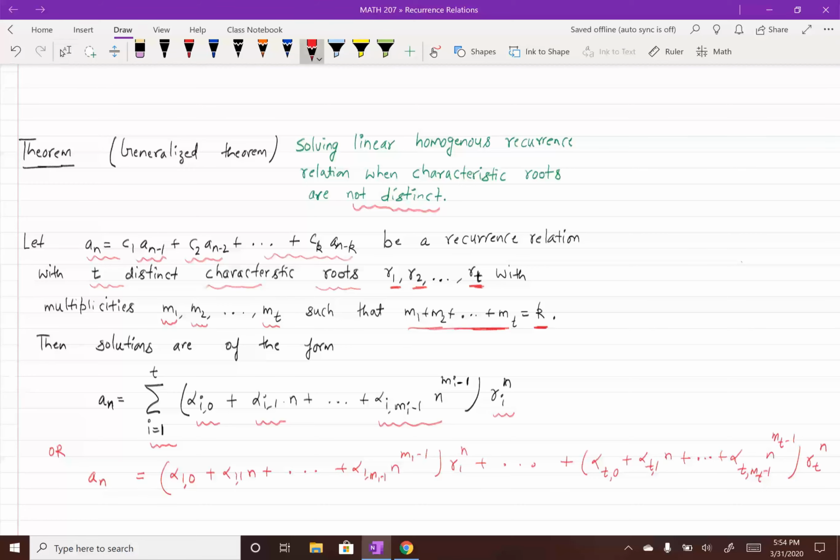The distinct behavior of the roots is recorded with the factors r1 to the power n, all the way up to rt to the power n, since we have t distinct roots and all the roots are repeating with certain multiplicity. For example, the root r1 is repeating with a multiplicity of m1, so this expression is because of the multiplicity m1, and similarly the root rt has a multiplicity of mt, so this expression is with respect to that multiplicity of mt.